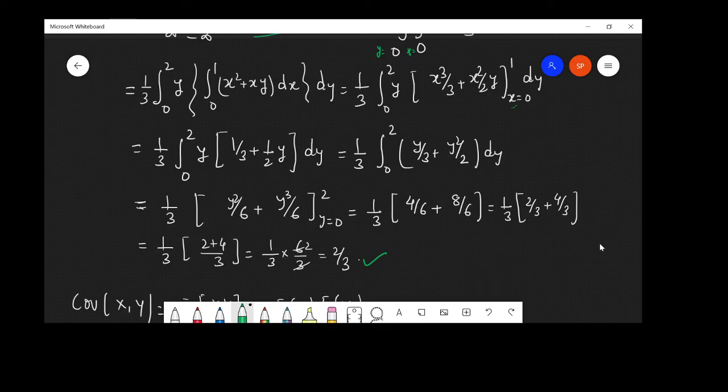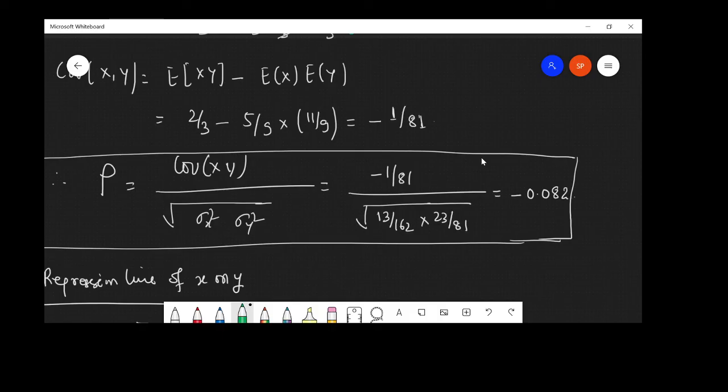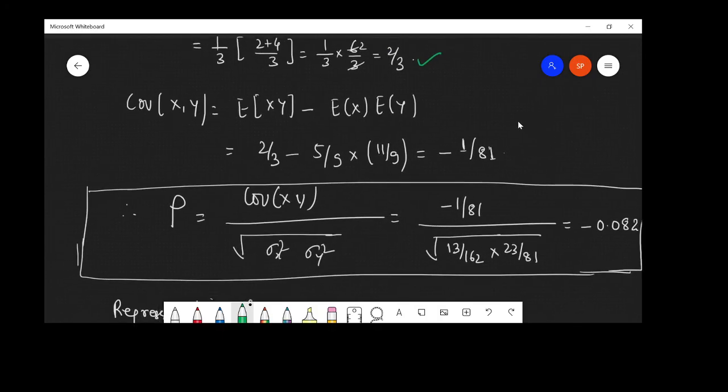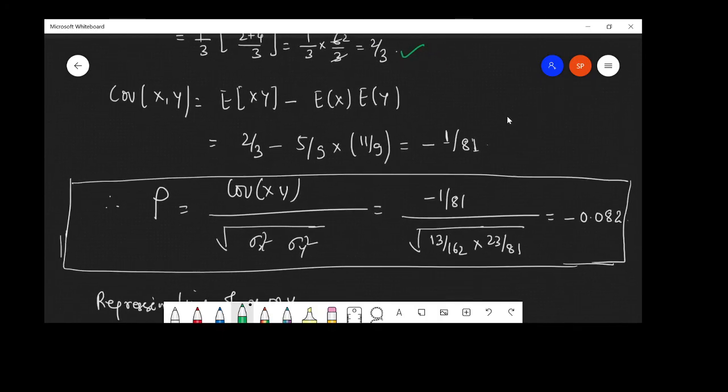Then we move to the correlation part. Here the correlation part is what? Covariance of xy is equal to expectation of xy minus expectation of x into expectation of y. Here we already found these values: 2 by 3 minus expectation of x, which is 5 by 9, and expectation of y, which is 11 by 9. After calculating it is coming minus 1 by 81.